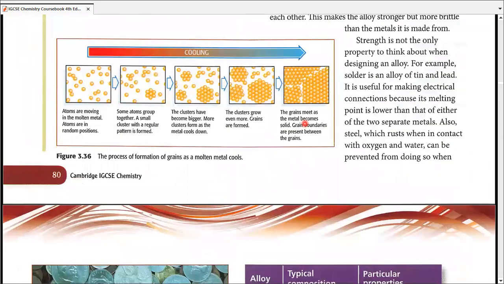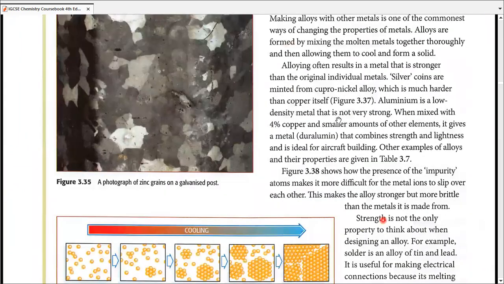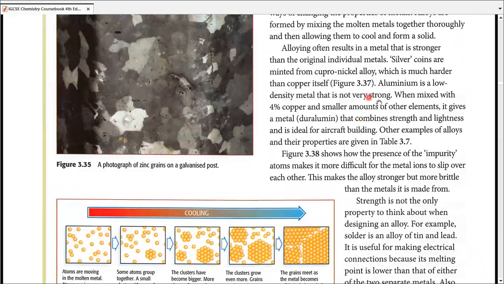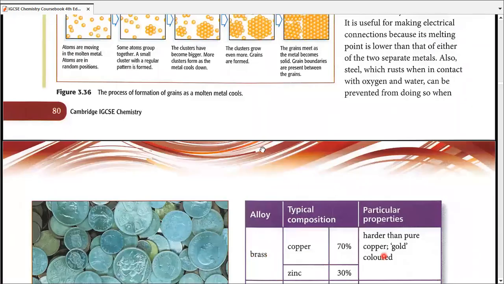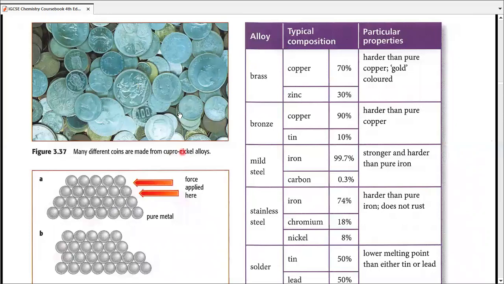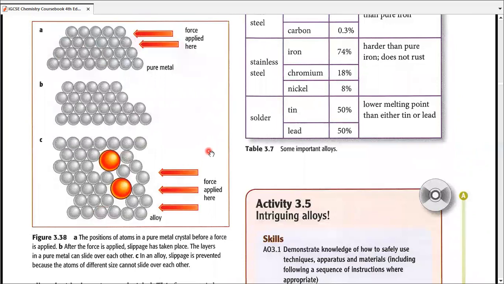Now, there are some examples present in between these lines. For example, aluminum is a very low density metal, but it's not strong. So we mix it with copper and other elements such as magnesium to form duralumin. Duralumin has strength and is lightweight, so it is usually used for aircraft building. We also have cupronickel alloys that are used to make coins. So different examples exist here and there in the book.